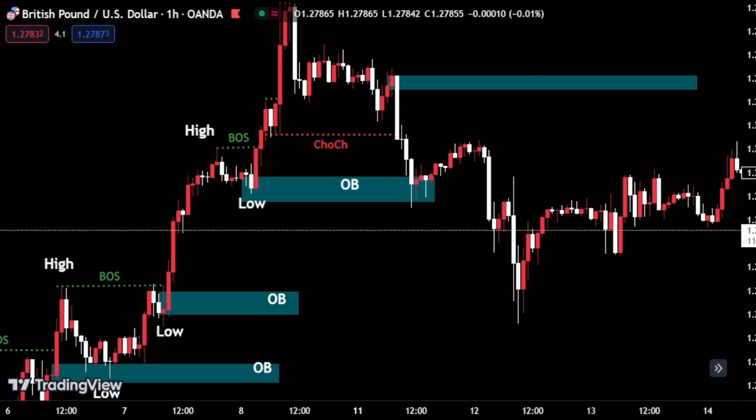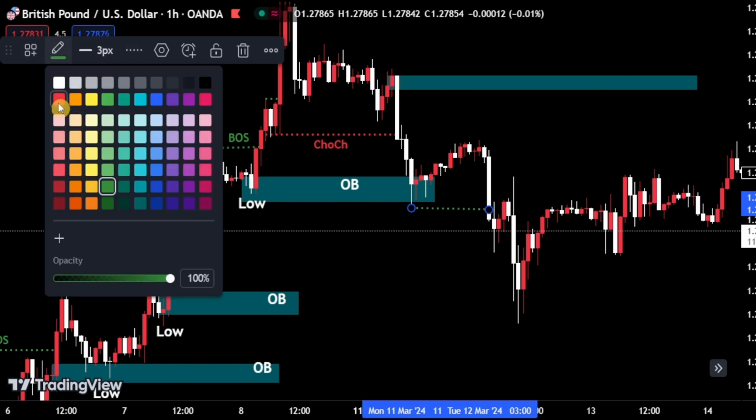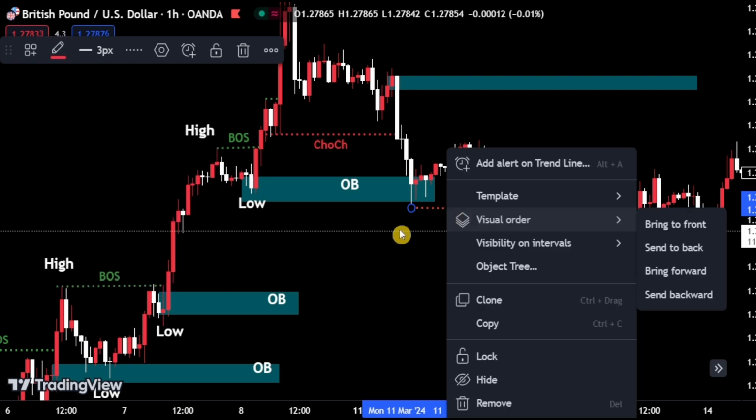But rather, what we have here, we have what? A break of market structure. A break of market structure to the downside. That's what we're looking at here. All right. Break of market structure to the downside.